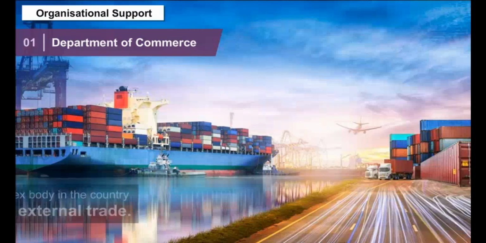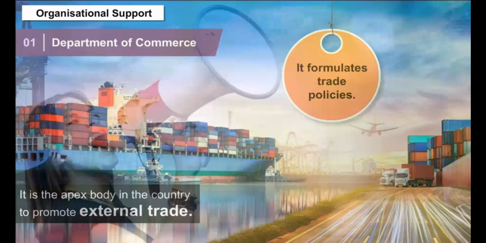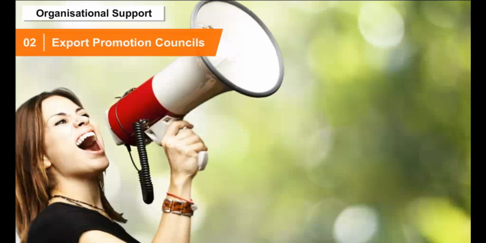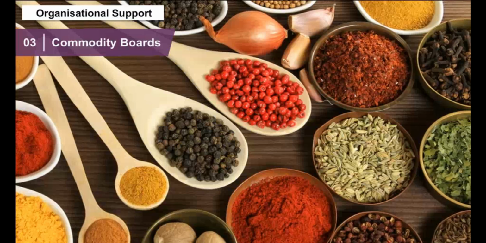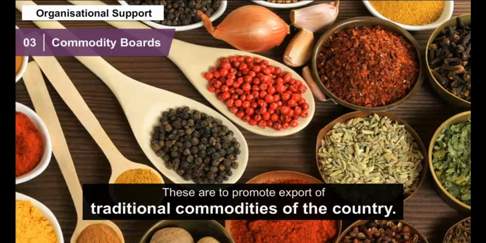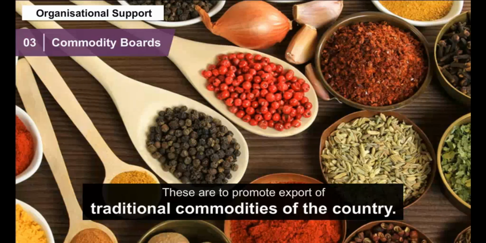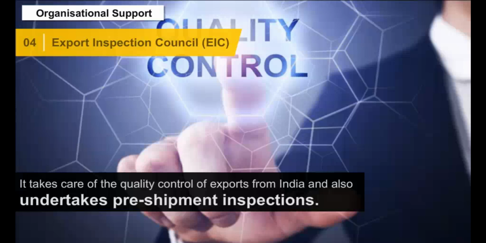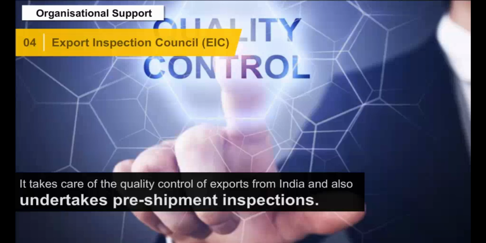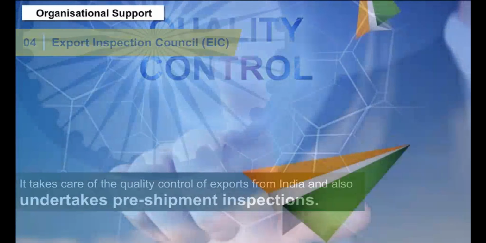Organizational support. Department of Commerce. It is the apex body in the country to promote external trade. It formulates trade policies. Export promotion councils. These are to promote exports of particular products. Commodity boards. These are to promote export of traditional commodities of the country. Export Inspection Council (EIC). It takes care of the quality control of exports from India and also undertakes pre-shipment inspections.